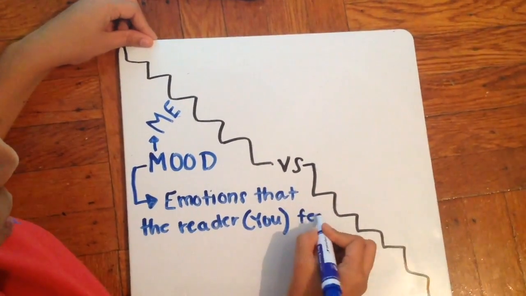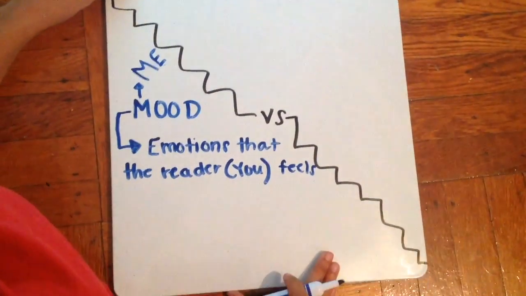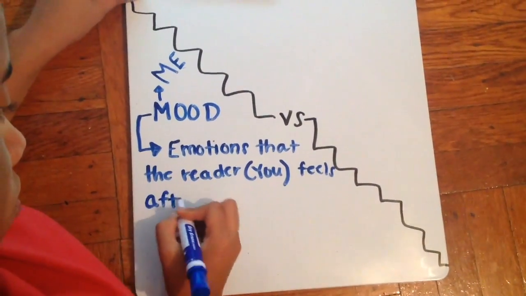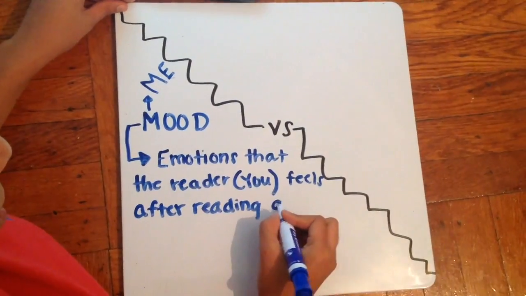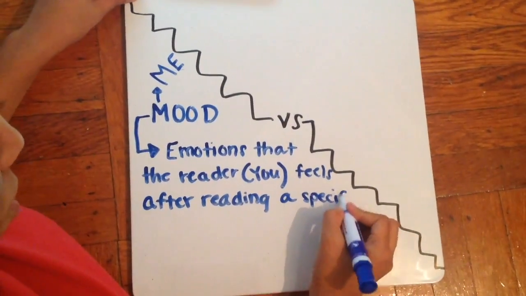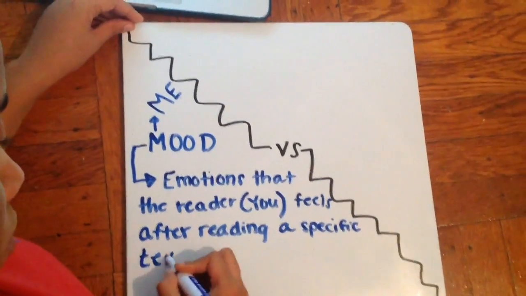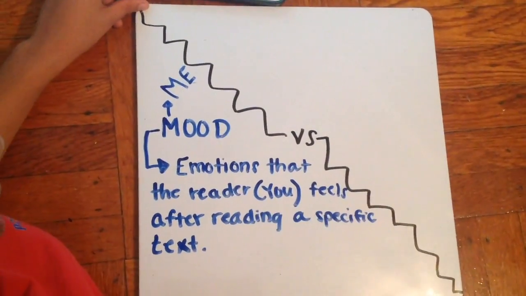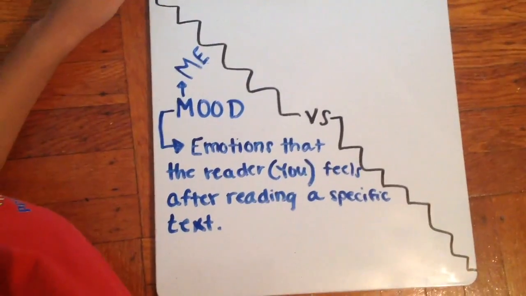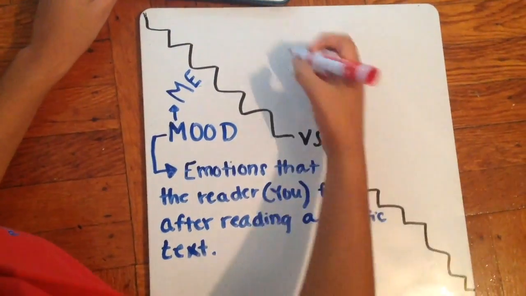Mood should be remembered by the word me, because they both start with M. And when you're trying to figure out the mood of a sentence or text, you would ask yourself, gee, how does that sentence make me feel? What emotions did it evoke?